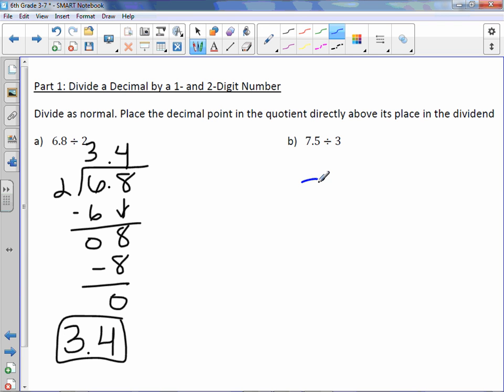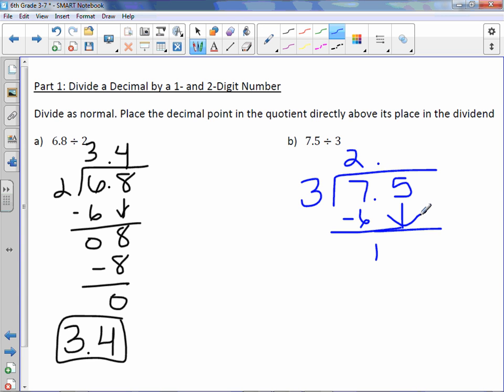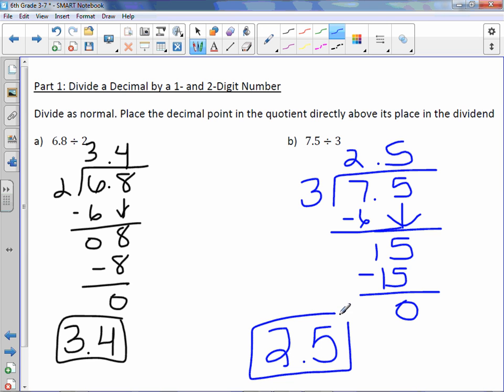Letter B. 3 into 7.5. Again, decimal, line it up, put it straight above in your quotient. 3 goes into 7 twice, which is 6. Subtract and get 1. Bring down the 5. 3 goes into 15 5 times. Subtract and get 0. Our quotient is 2.5. And please get in the habit of rewriting your answer.